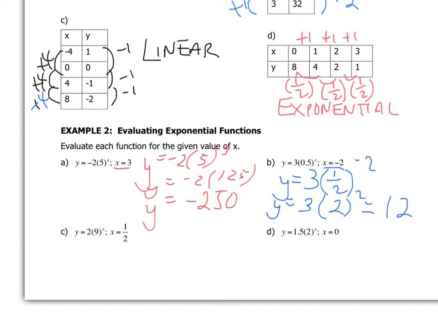Then we can move on to C and D, and I'd like you to try those two. Again, I will pause the video for a moment for you to complete it, and then when I come back on, you will have the answers and we'll talk through those a bit.